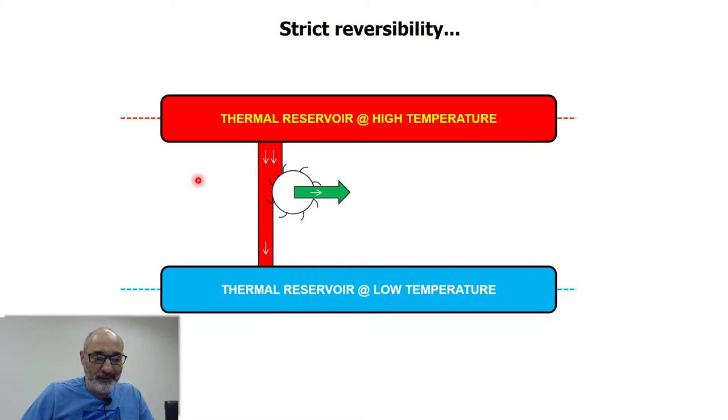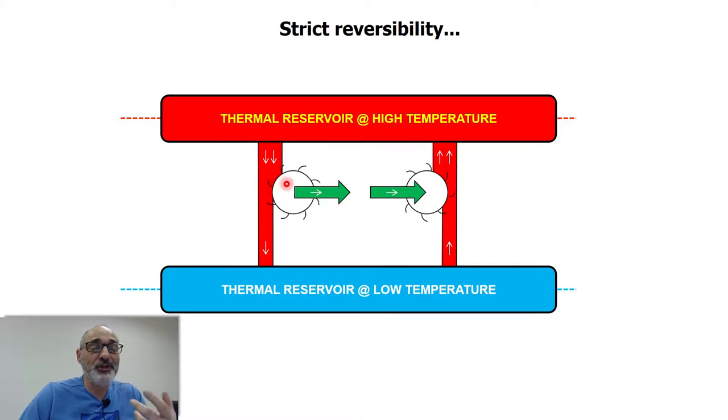Okay, so if this machine is reversible and I invert the sense of the machine, everything happens exactly the same, but in the opposite sense. I mean, this machine here on the left rejects one unit of work. The machine on the right absorbs one unit of work, okay? This one produces one unit of work, this one consumes one unit of work, and both exchange two units of heat with the high temperature thermal reservoir, okay?